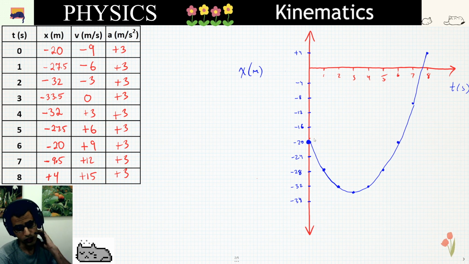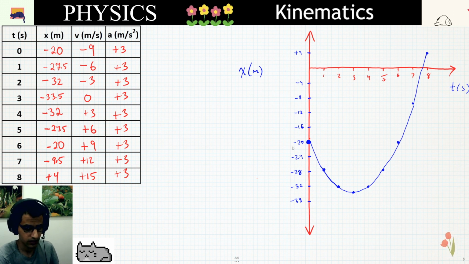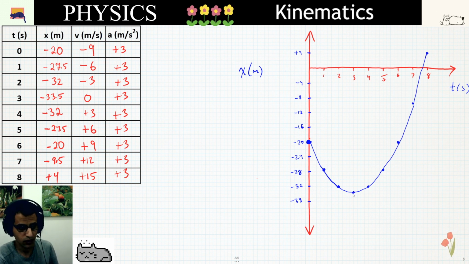So the car starts going in the negative direction, but it's slowing down. As we can see, the slope is decreasing to 0. So the slope is very negative. It's -9 here. And then the slope becomes 0 at 3 seconds, and then it speeds up in the positive direction. Right, so from after 3 seconds, it has a positive velocity. It speeds up in the positive direction, and it ends up at +4 at 8 seconds.